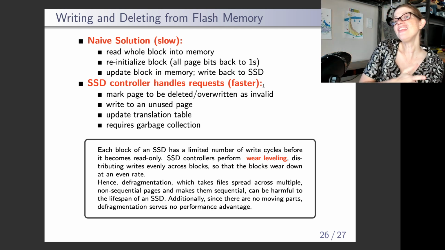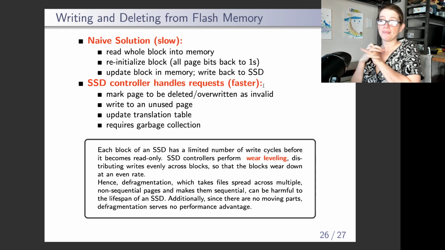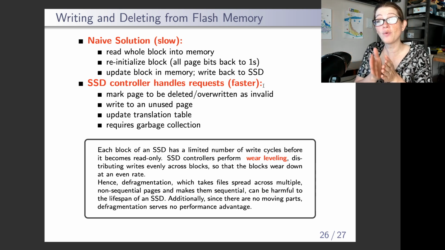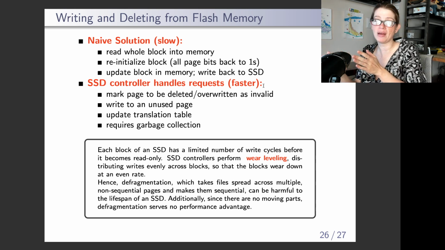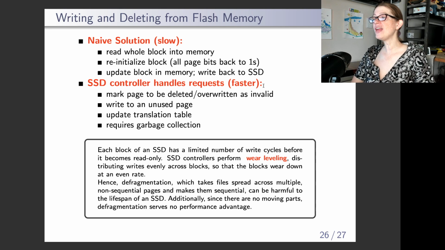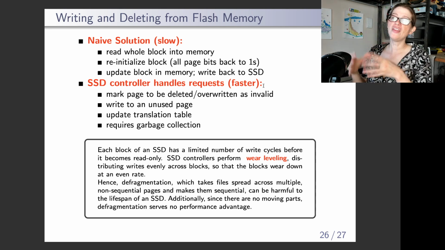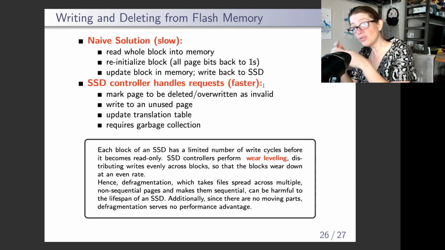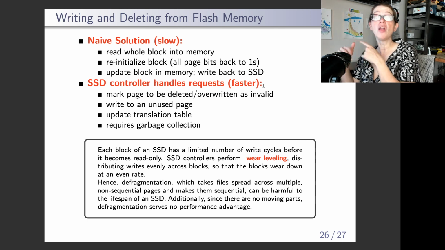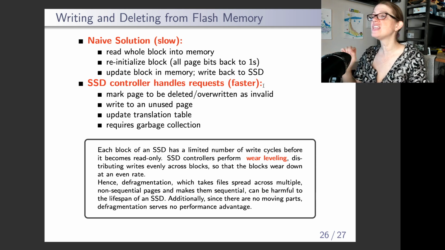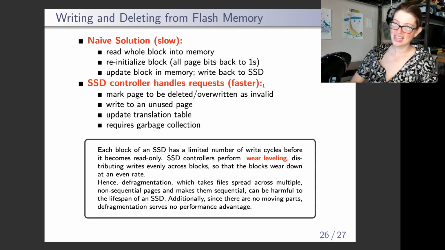So we're going to read the whole block into memory. Now remember, this could be 4 megabytes. So instead of overwriting 4 kilobytes, now we're doing a 4 megabyte transfer or more. So we read the whole thing into memory. And then we are going to reinitialize that block on the SSD all back to 1s. We are then, in memory, going to update our block so that the page we wanted to overwrite now has the correct values, and then we write the whole block back to the SSD.